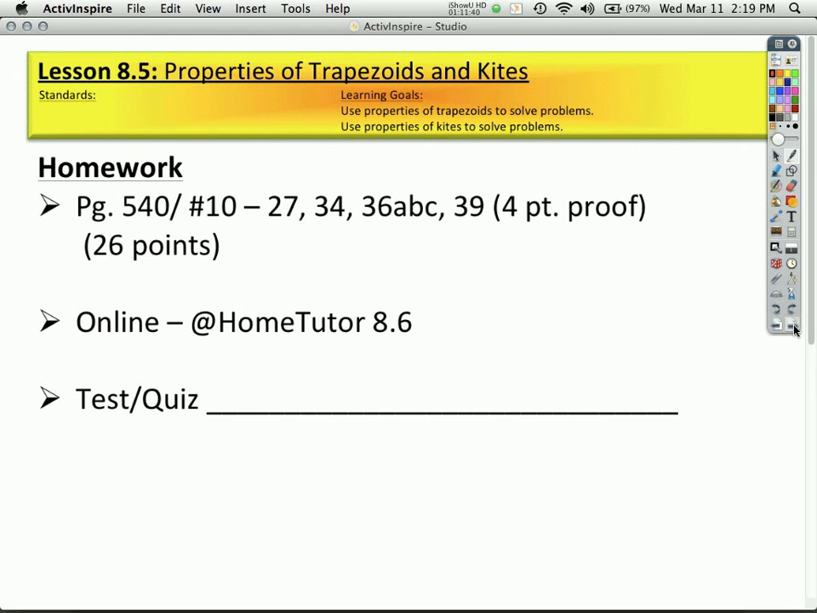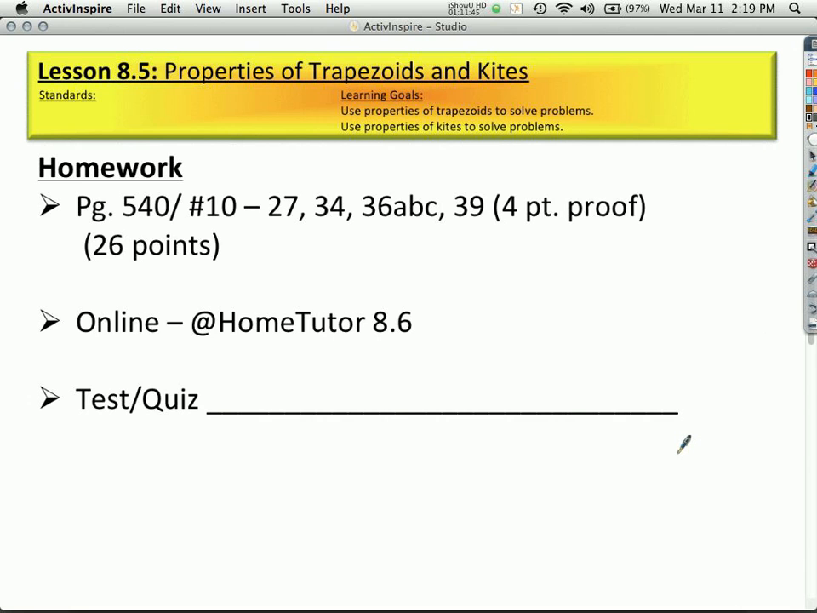Okay, our homework is page 540, numbers 10 to 27, 34, 36, A, B, and C, and then 39 is a 4-point proof. Make sure you spend the time on the proof and make sure you grade it appropriately. Total of 26 points. Online, do the at-home tutor for 8.6. You will have a test on chapter 8 tomorrow and then it will be Tuesday.